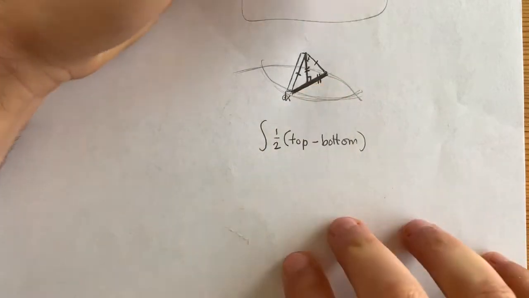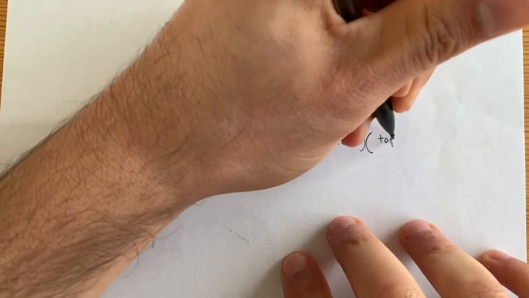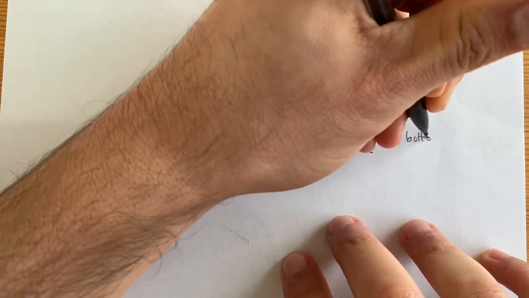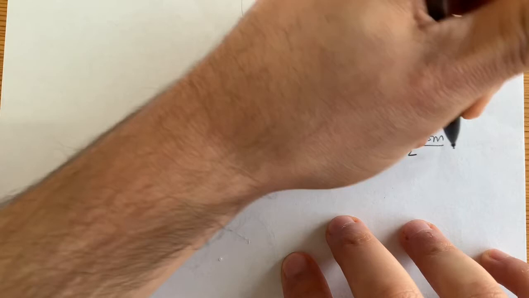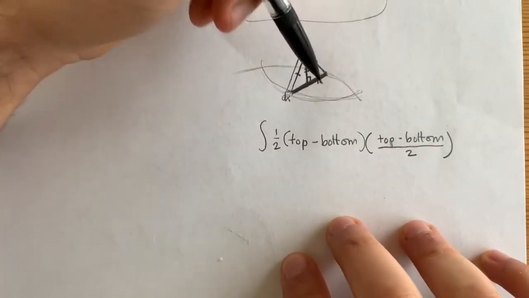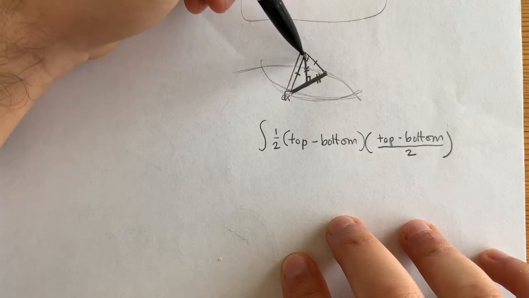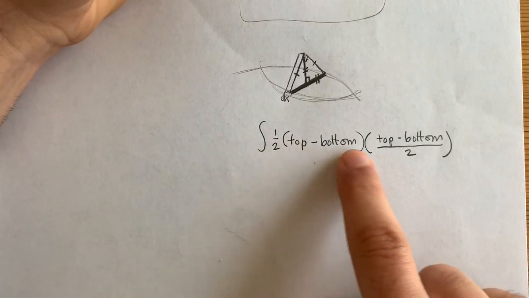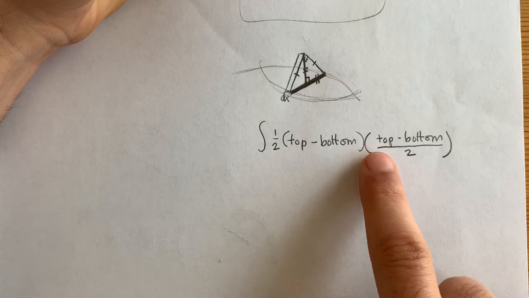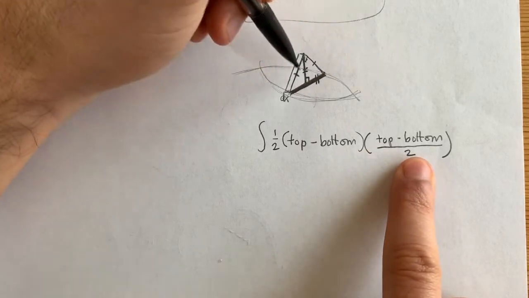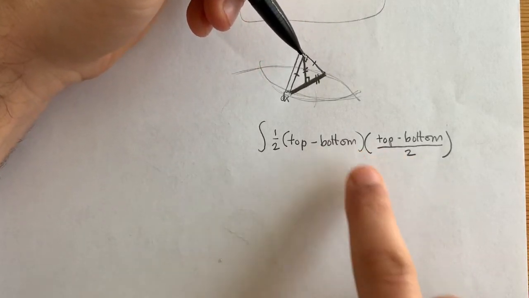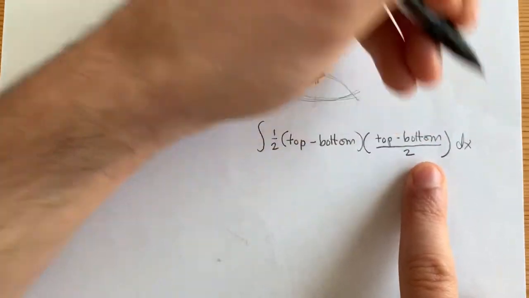So I just have to do top minus bottom divided by 2 to get from here to here, which is equal to going up here to here, the height. So this is the full base, and this is half the base, which is equal to the height. So base times height times dx.